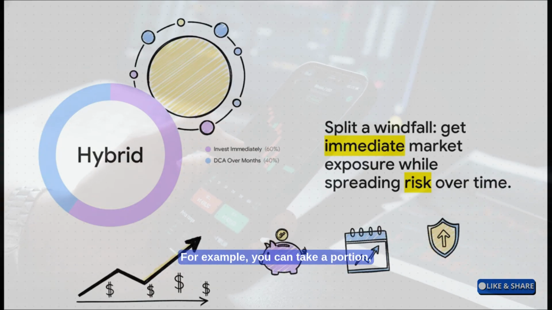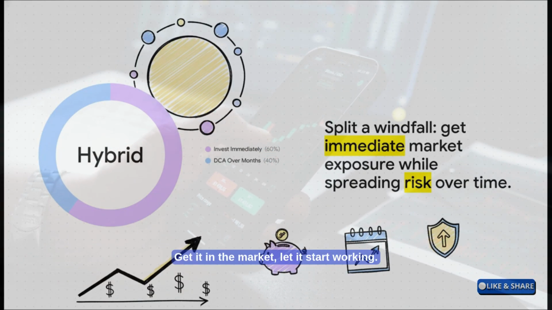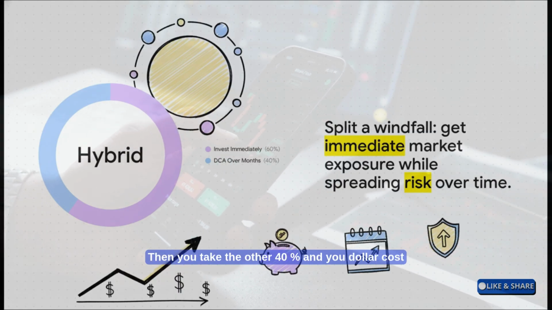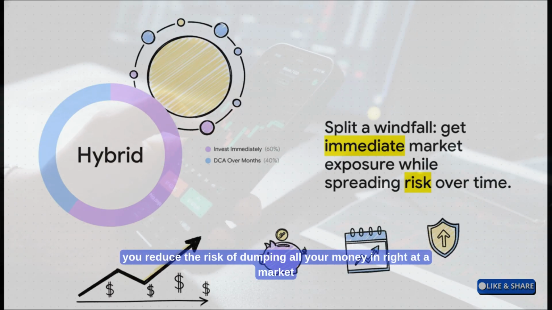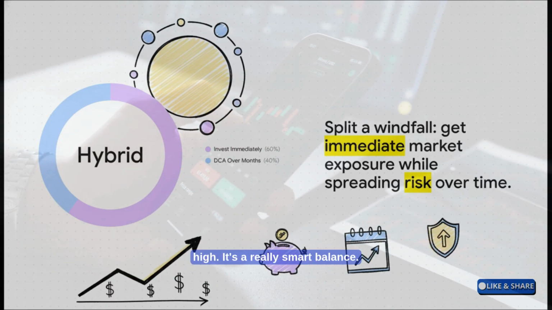For example, you can take a portion, let's say 60% of that cash, and invest it right away. Get it in the market, let it start working. Then you take the other 40% and you dollar cost average it in over the next few months. This way, you reduce the risk of dumping all your money in right at a market high. It's a really smart balance.